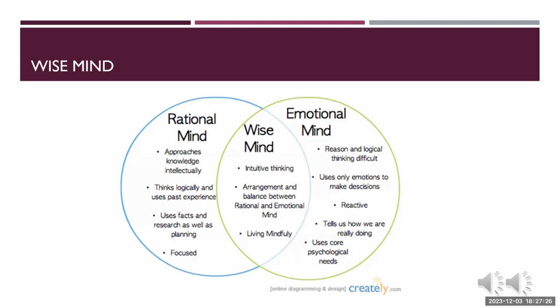When we were learning about CBT, we mainly focused on feelings and thoughts. Your emotional mind is driven by your feelings without reasoning or logical thinking. Decision making is driven by your emotions, in which case you're mostly reacting to your feelings. Your rational mind approaches knowledge intellectually based on facts and science.